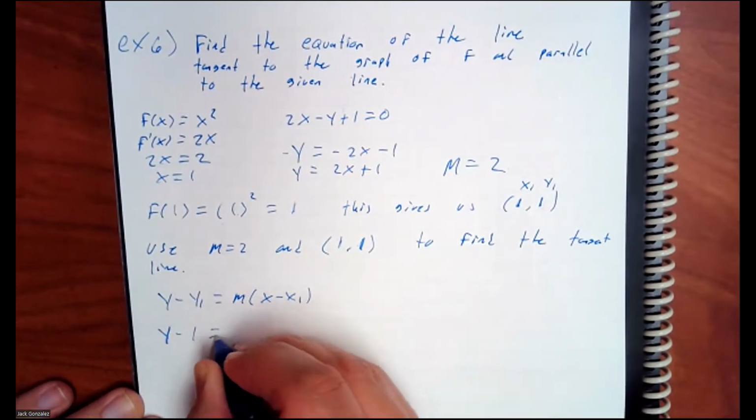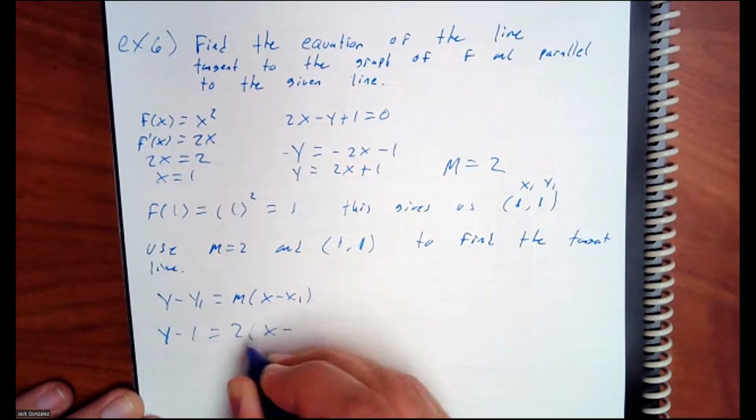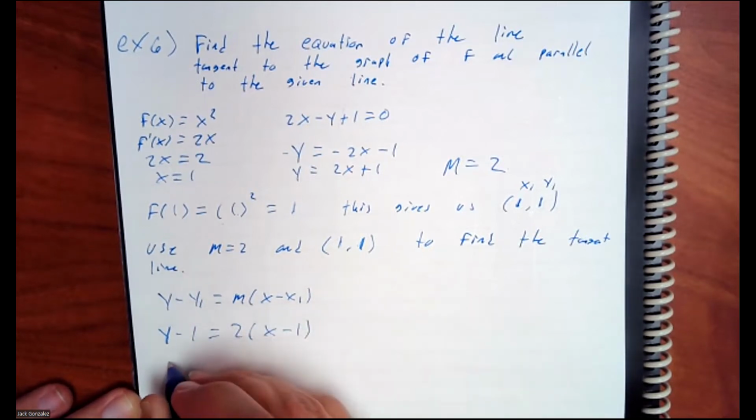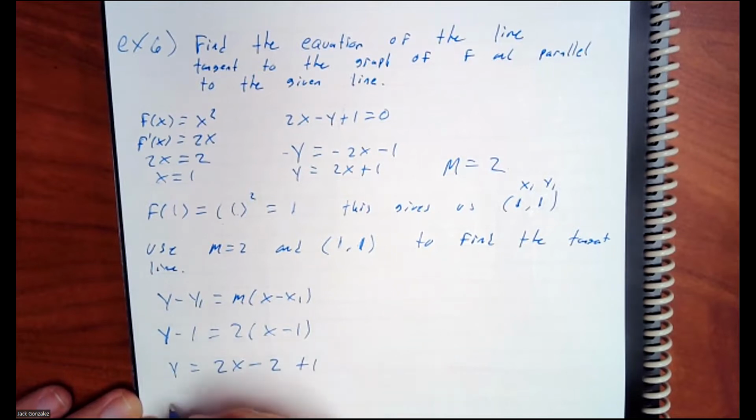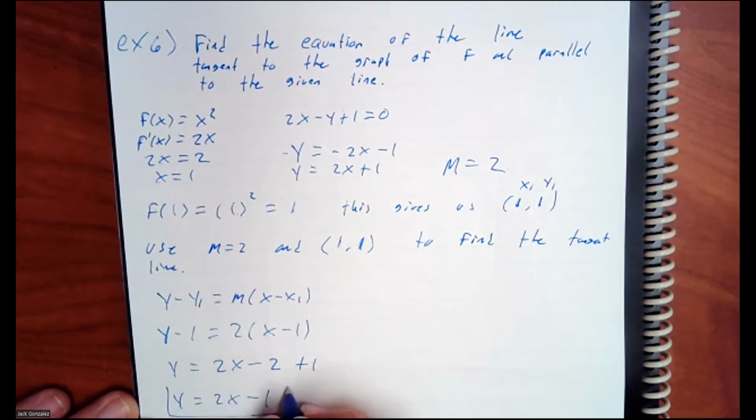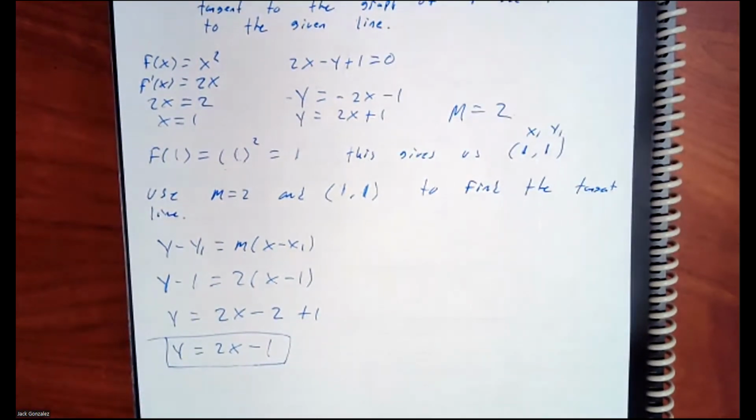y minus 1 equal to 2 times (x minus 1). y equals 2x minus 2 plus 1. So that would give us the one they wanted. Here.